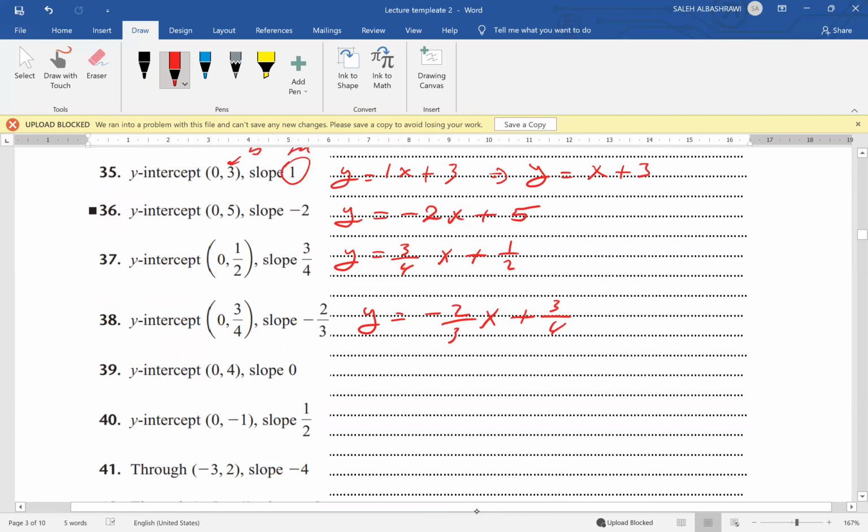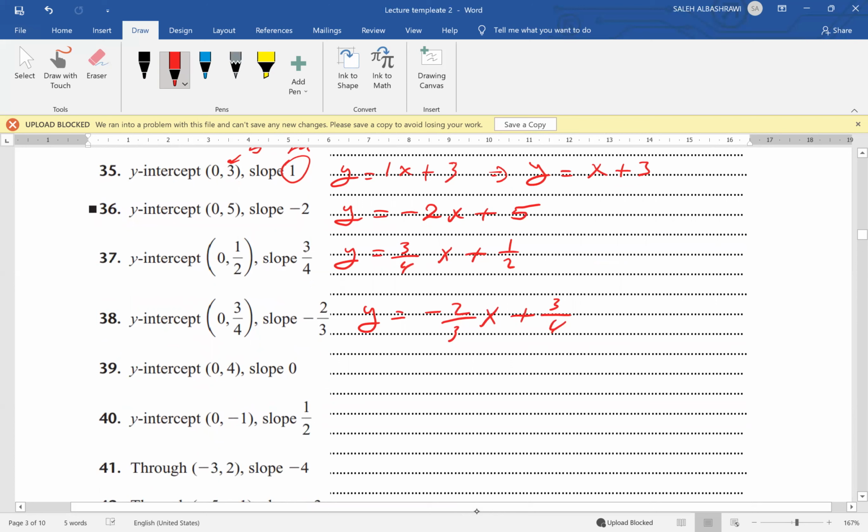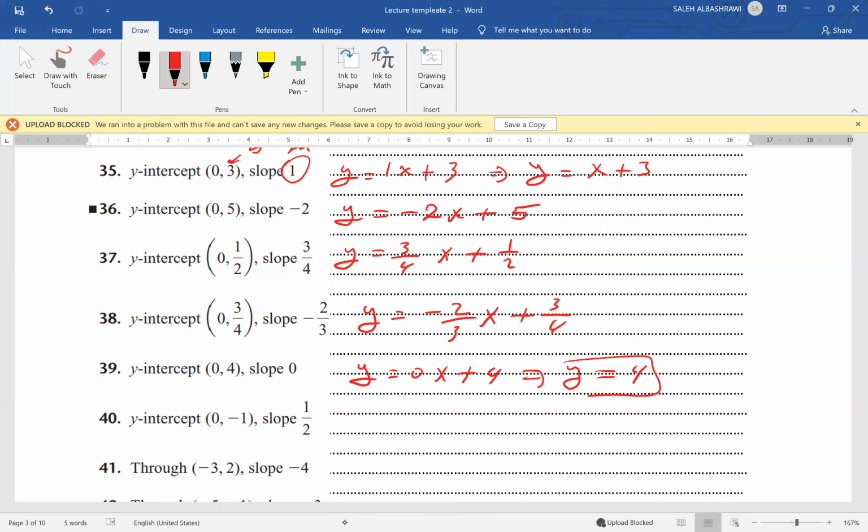39, y-intercept (0, 4) and slope is equal to 0. So this is y equal 0x plus 4. But 0 times x is equal to 0. So this one is y equal to 4. It means we have a horizontal line. Since the slope is equal to 0, there is no x. It is just y equal to a constant. It is y equal to 4.